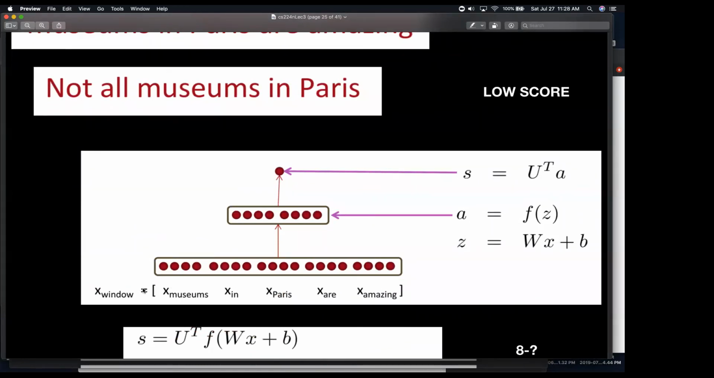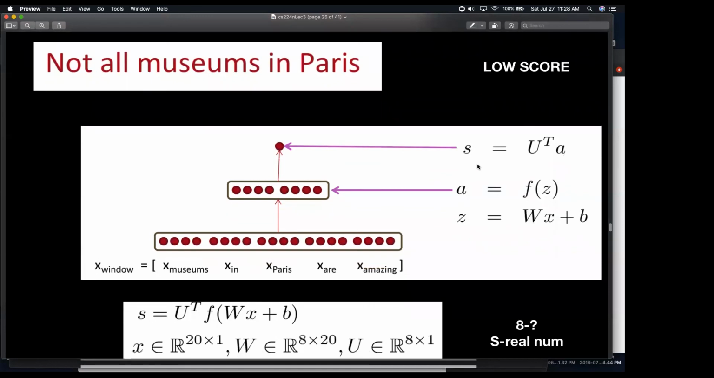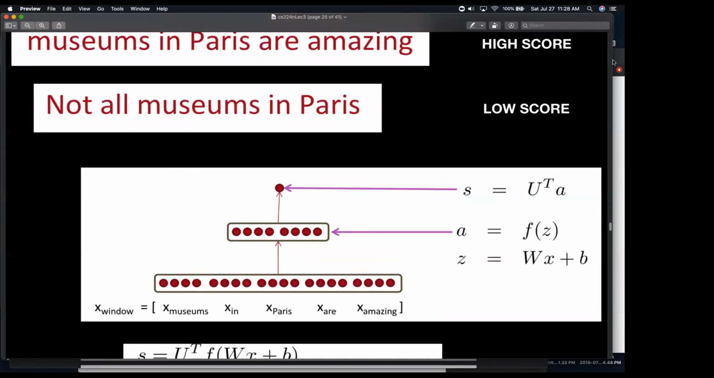He's concatenated the vectors for all these words. Then you have this intermediate layer, which has this activation, so that's going to incorporate the nonlinearity. It's going to help the model learn and do this curve fitting much better. And at the end of the day, you multiply this with this U transpose, which gives you a real number, whether it's a high score or a low score.